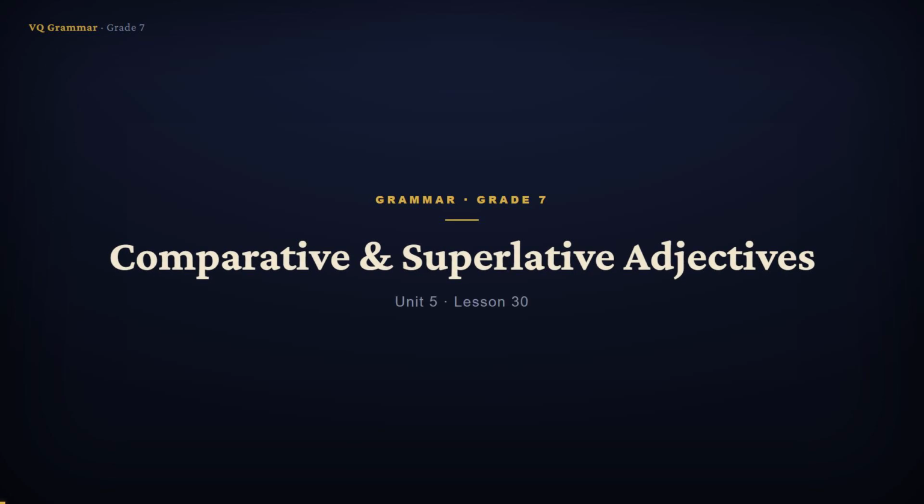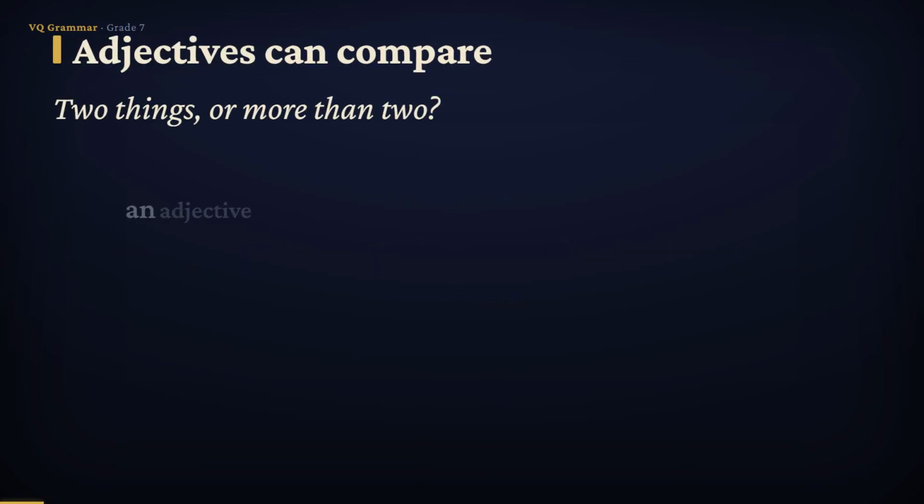This is Unit 5, Lesson 30, and this unit is all about adjectives and adverbs. Today we look at how adjectives can compare, showing which of two things has more of a quality, or which one out of a whole group has the most. It's a small set of rules with a big payoff, because you'll use comparisons in your writing every single day. Let's get started. Today we learn how adjectives can compare.